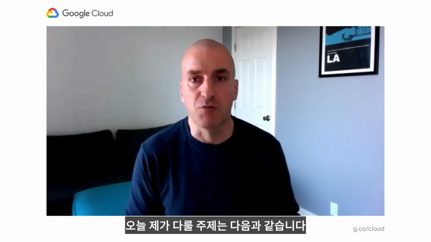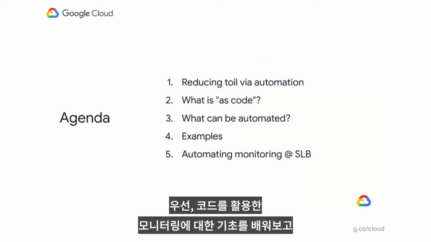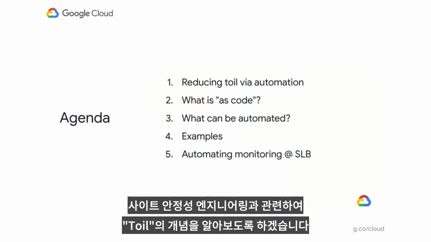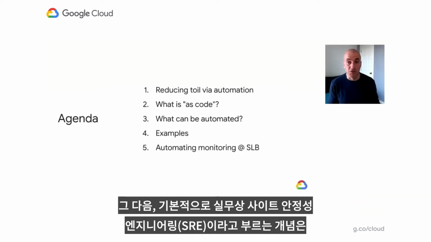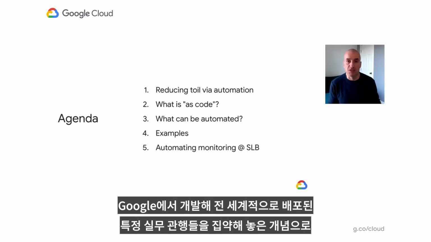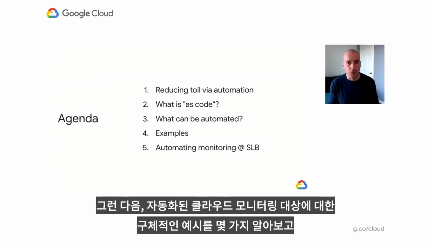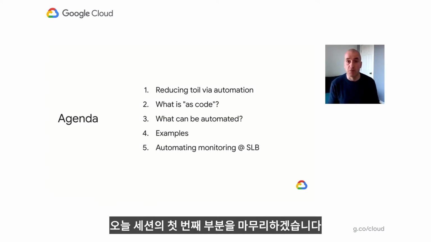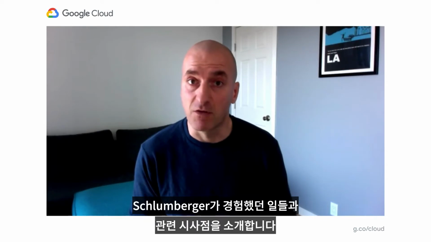So here are the topics we'll be covering today. We'll start by understanding the basics. We'll define the concept of toil as it relates to the practices of site reliability engineering. From there, we'll cover the objectives of as code practices. Next, we'll review the specific Google Cloud monitoring entities that can be automated and compare 3 approaches to automating them. I'll wrap up the first portion of the session by showing you a couple of specific examples of automating cloud monitoring entities. From there, I'll hand it over to Pod to cover the lessons learned at Schlumberger as they have pursued this in earnest. Let's get started.